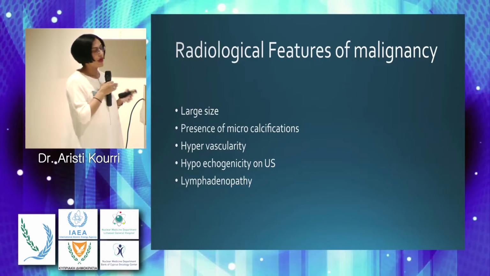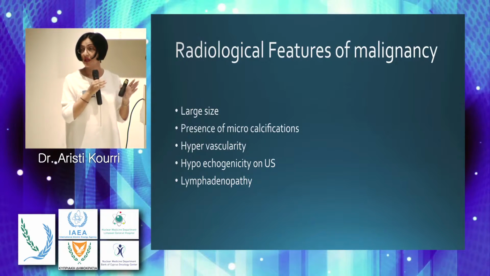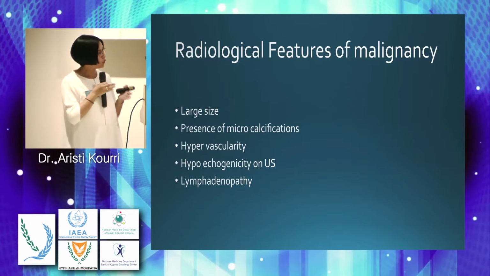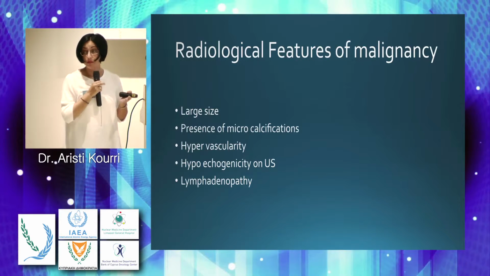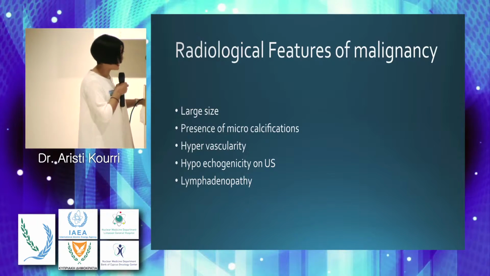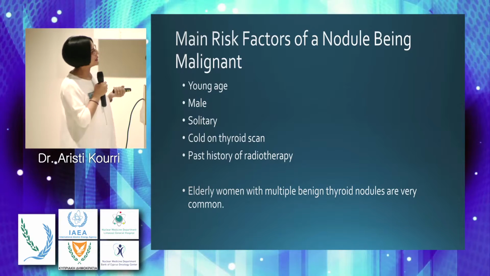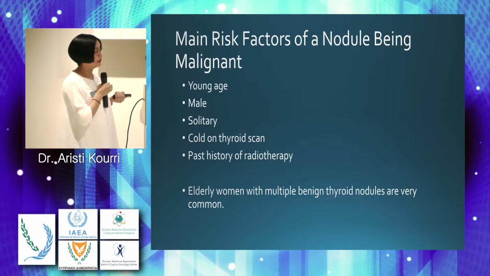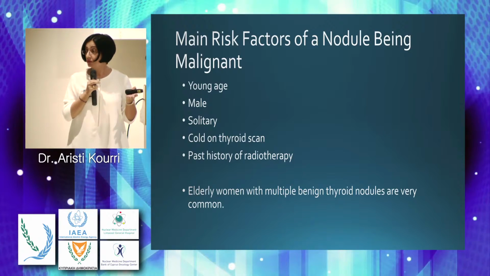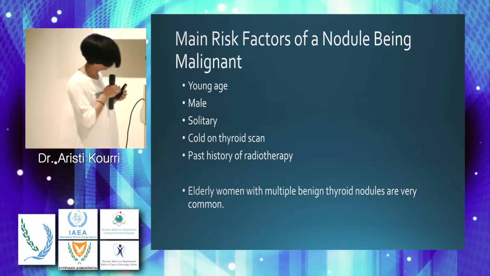Radiological features: a large size. That's not necessarily so. We've seen cancers with very small size. Presence of microcalcifications. This is as well not always malignant. The hypervascularity is a very important feature. The hypoechogenicity on ultrasound and lymphadenopathy. Every one of them can be benign or malignant, but if we see one of them, we have to be alarmed for malignancy. The main risk factors are the young age, the male gender, the solitary nodule, a cold nodule on thyroid scan, and past history of radiotherapy. We have to remember that elderly women with multiple benign nodules are very common. We don't send everyone for biopsy.